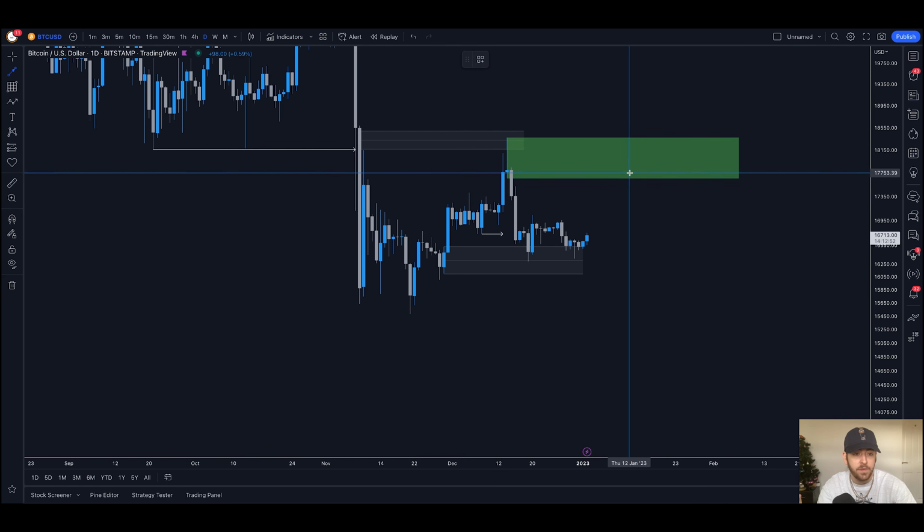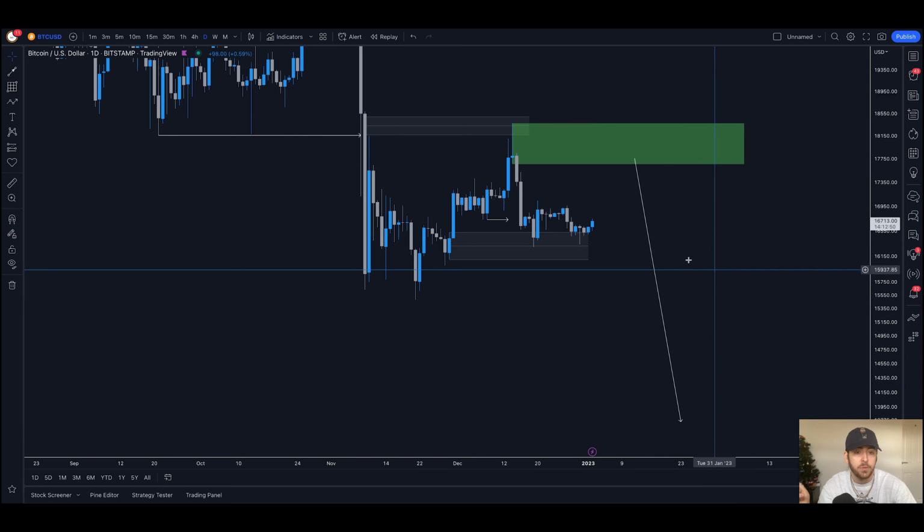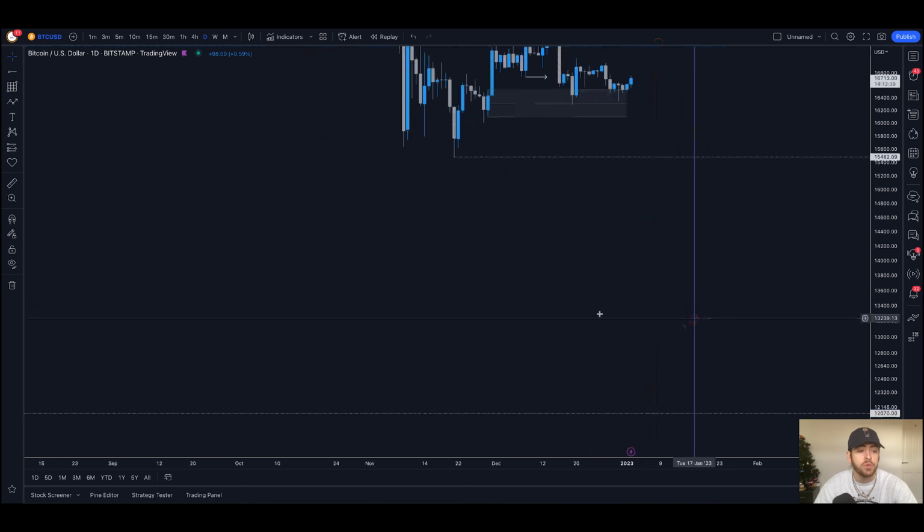But for me, really, it's going to be this big sell down. And obviously, when we get to this area, if we do get the right confirmations, we can sell down. First of all, with targets just at these lows here, 15,500, let's call it, and then onwards down towards 12,070.